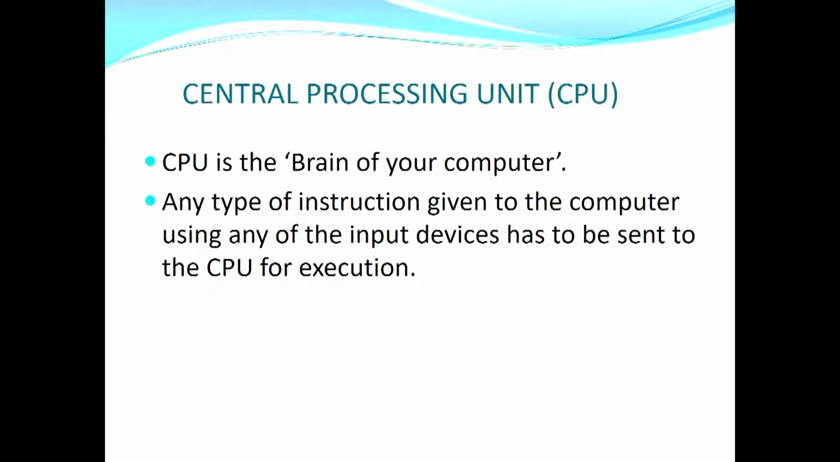So next we are going to talk about the Central Processing Unit, CPU. The CPU is also known as the brain of the computer. Any type of instruction given to the computer using any of the input devices has to be sent to the CPU for execution. The computer is of no use if we do not have a CPU, because it is the brain of the computer, and any information which you give to the computer has to be processed by the CPU, then only it can be carried forward to the output device for giving us the output.